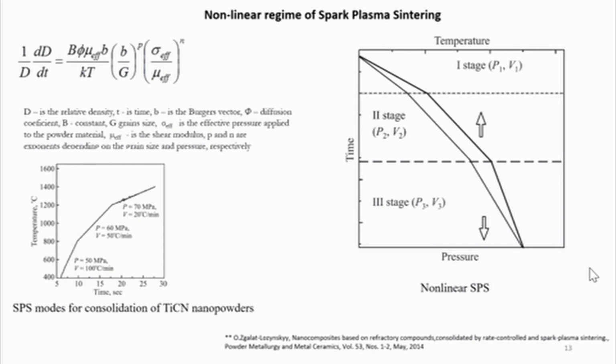Formally, spark plasma sintering and hot pressing are comparable processes whose kinetics can be simply described by the next equation. This equation declares that the densification rate is a function of pressure and temperature.